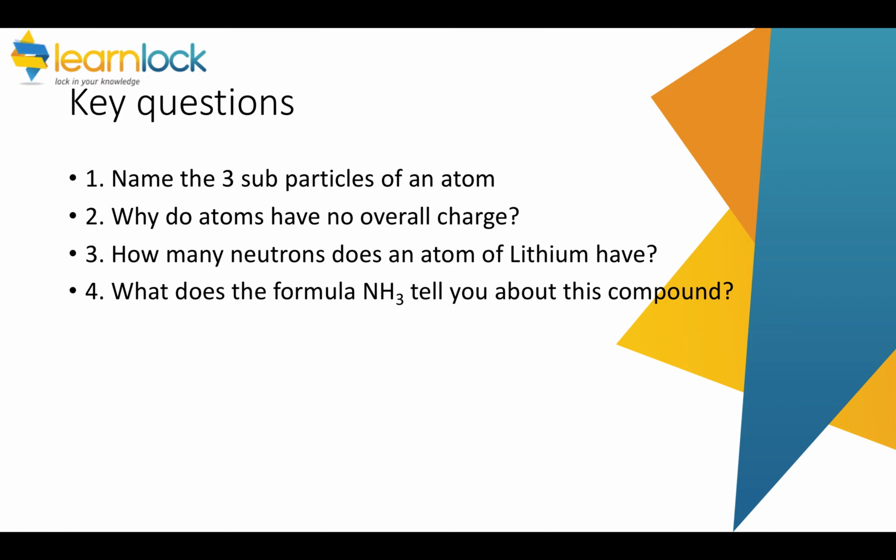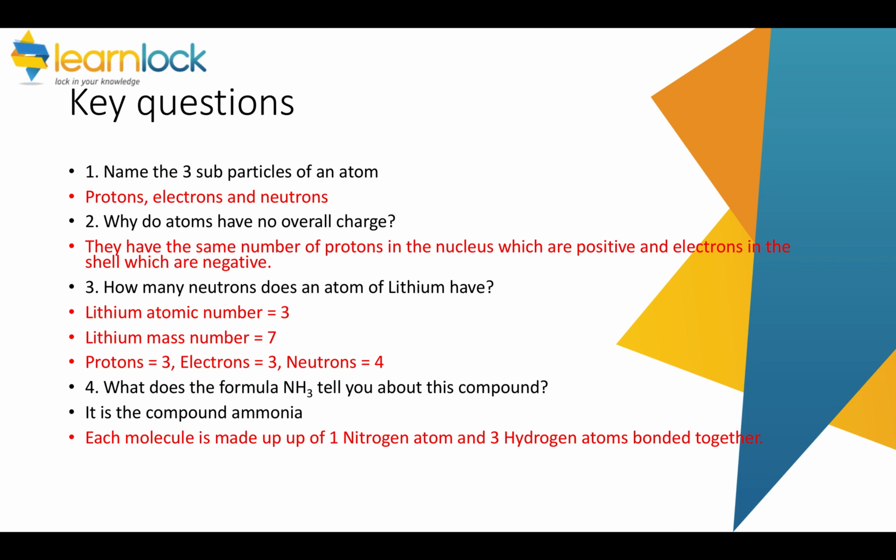So here's some key questions. If you pause the tutorial and try and answer the question now. What are the 3 subparticles of an atom? Well, there's protons and neutrons, which are in the nucleus, and then electrons in the shells. Why do atoms have no overall charge? This is because they have the same number of positive protons in the nucleus and negative electrons in the shells.